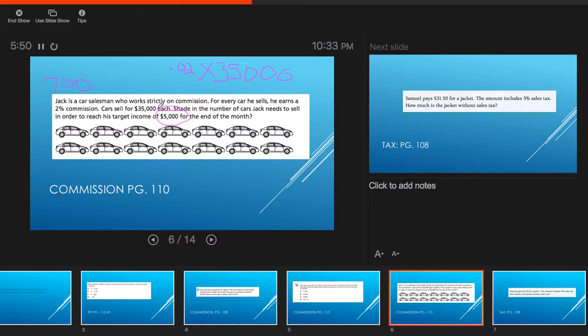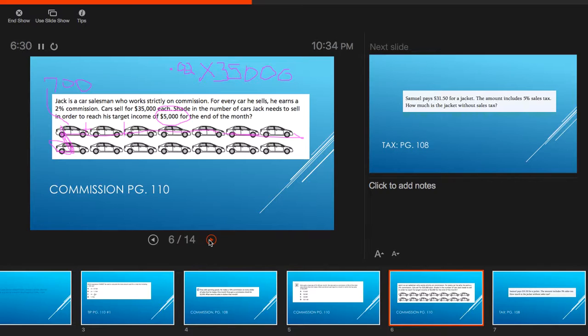Okay? And that would give him $5,600. So he's a little bit over his target, but that's what we want. And so we found that one car was 700. If you add these together, it says to color them in, so we would color in however many. That's 5, 6, 7, and then 8. So he would need 8 cars in order to get the amount he wants. Okay.